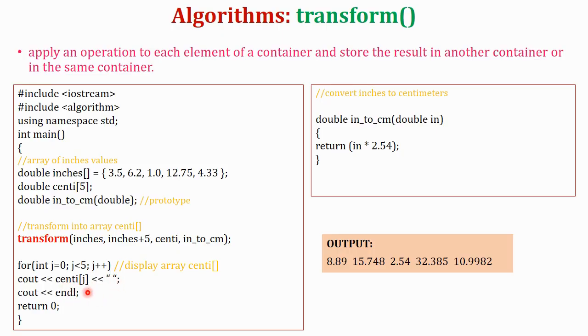So what is the concept here? We apply some formula or some modification to each element in the array, then it will be reflected, and then we can display it. Now 3.5 into 2.54 will be reflected, then 6.2 into 2.54, and so on. So the value is applied to each element in this array, and then it will display here. Thank you.